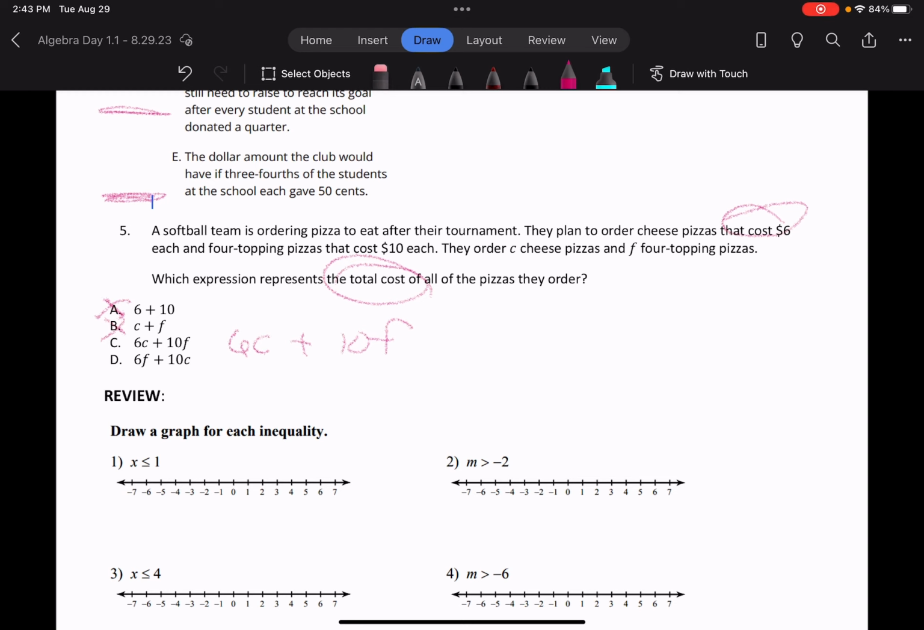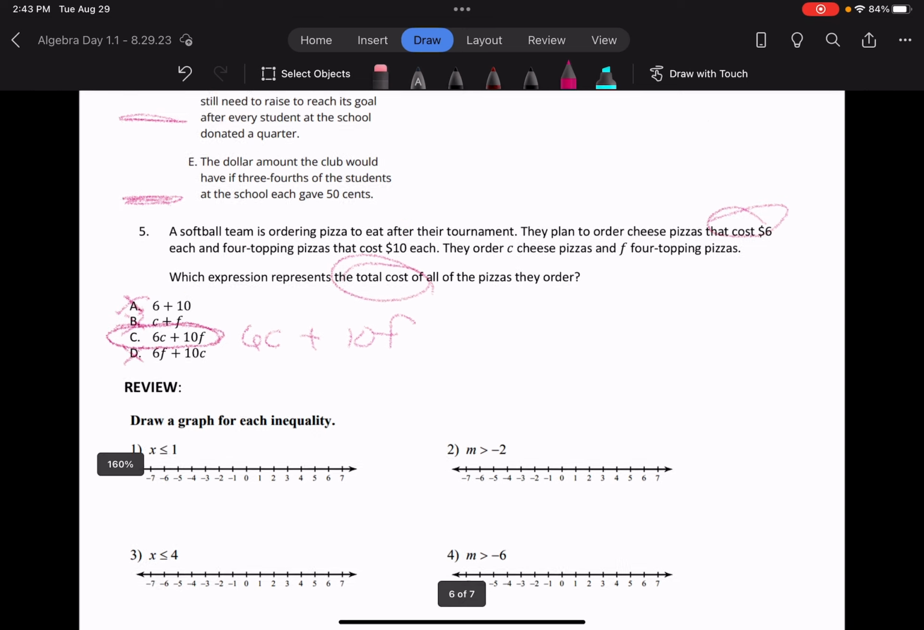D is 6F, so 6 times the number of 4 topping pizzas. That doesn't make sense because the 4 topping pizzas cost $10. So it can't be D, it has to be C.